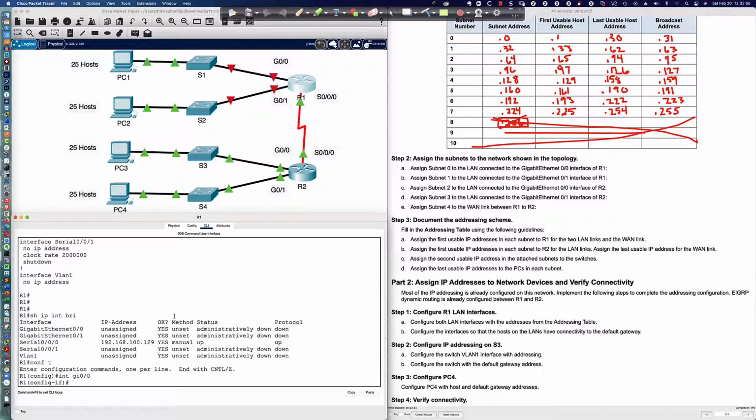And let's see. Okay, so we see the different subnets here, right? So these 5, and there it is right there. Yeah, so the WAN links we're going to be doing some work with. So subnet 0, but then it's down here where it's actually saying what are you assigning to what? So assign the first usable IP addresses in each subnet to router 1 for the 2 LAN links and the WAN link. Well, the WAN link already has that first assignable IP address.